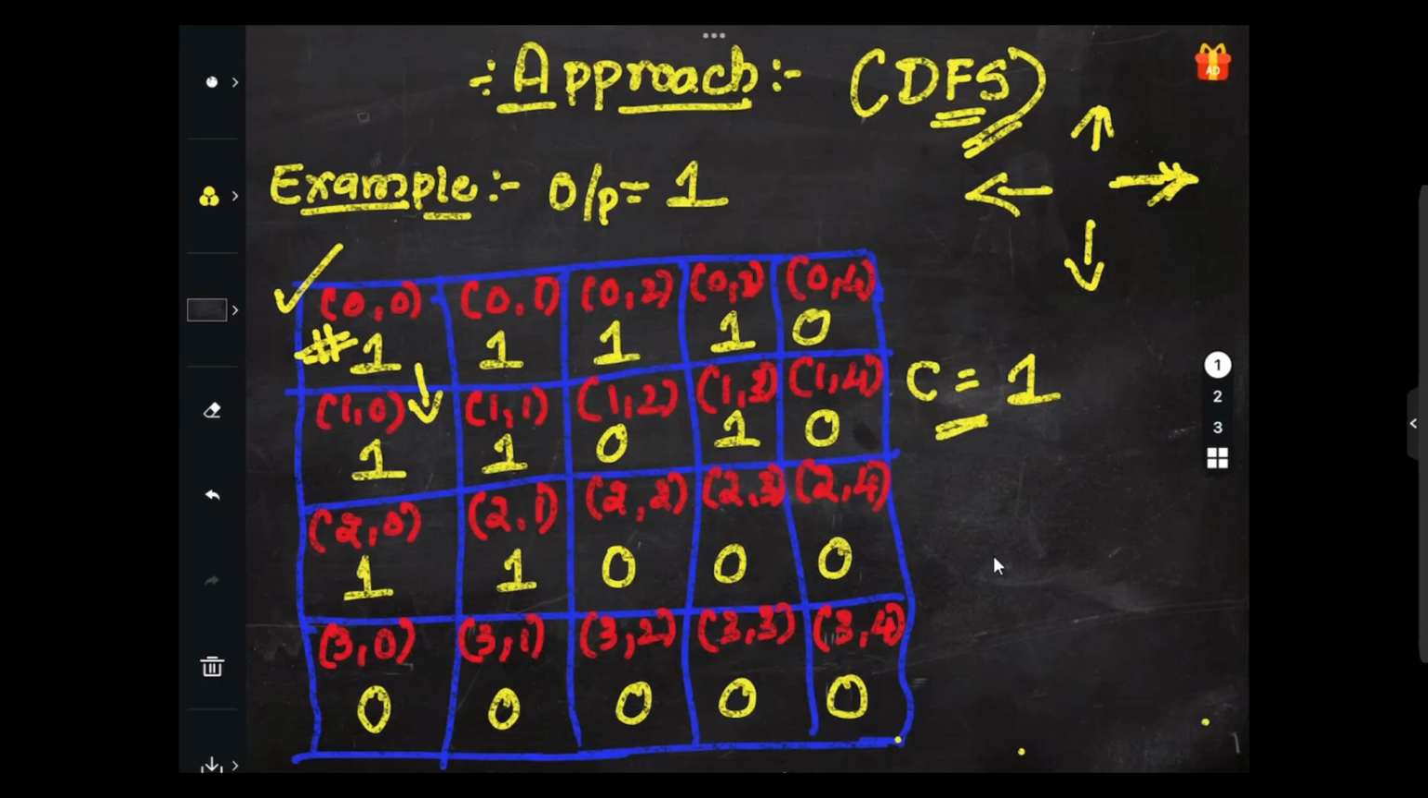Now we are performing DFS. We will come here and mark this one. We have found a 1 down, this is fine. Next we will come down here. We have found 1, so we will mark this one as hash.